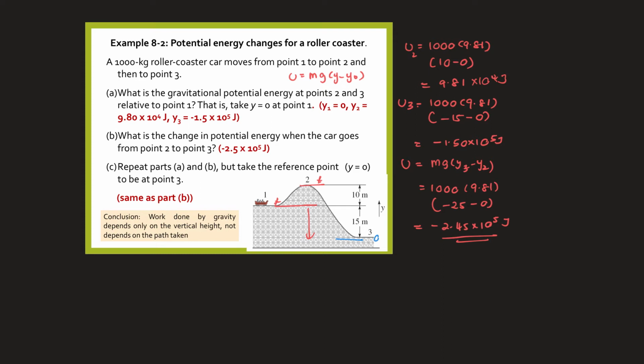So the potential at point 3 is going to be 0, because that is my reference point. And for point 2, it is going to be mg times y2 minus y3. The y3 term is going to be 0 because this is my reference point, so 1000 times 9.81 times 25. You are going to get your answer, which is 2.45 times 10 to the power of 5 joules.